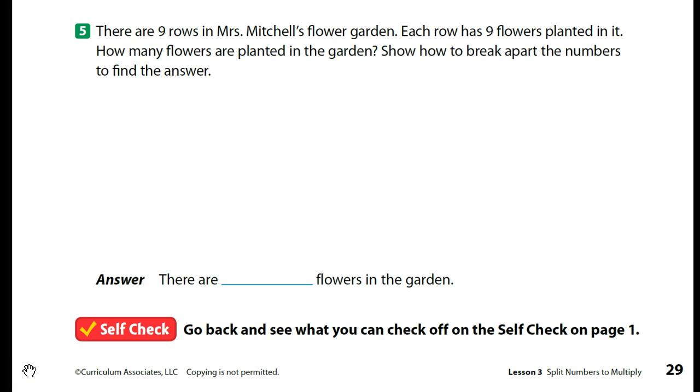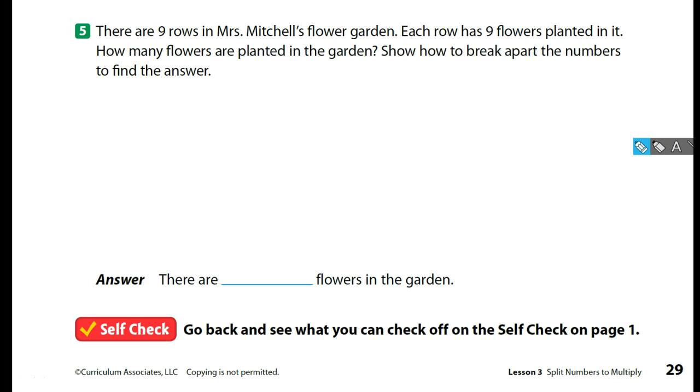Okay, now let's look at number 5. You tell me what to do first. We have to read the problem first, right? It says there are 9 rows in Mrs. Mitchell's flower garden. Each row has 9 flowers planted in it. How many flowers are planted in the garden? Show how to break apart the numbers to find the answer.